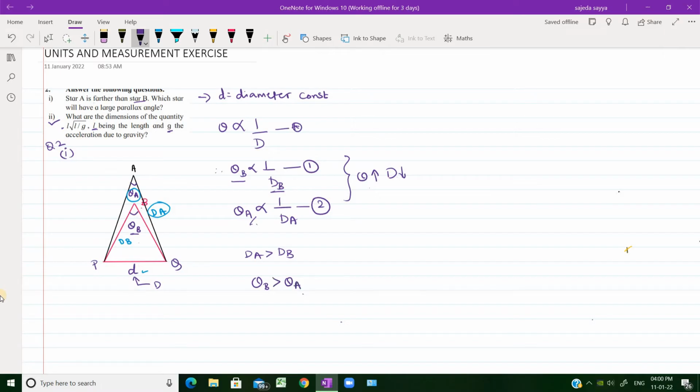This is question 1. Now let's do sub question number 2 from question 2. In this example, what is asked? Let us read it. What are the dimensions of the quantity l square root of l upon g, where l is the length and g is the acceleration due to gravity? So let's do it. We are asked to find the dimensions of this term, l into square root of l by g, where l is length.